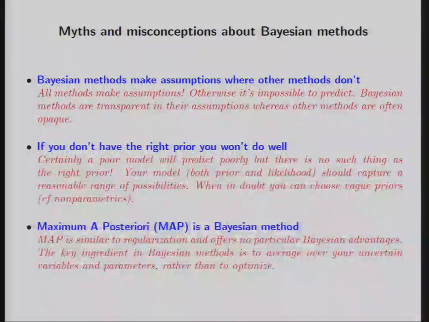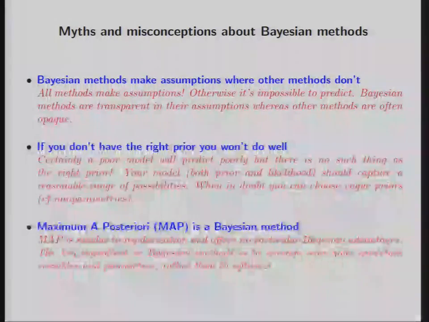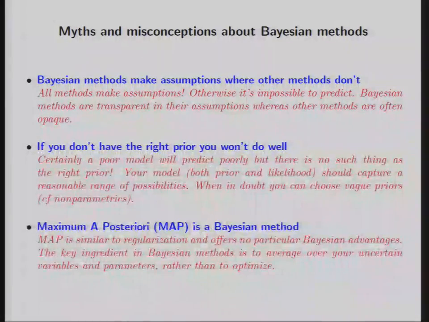And it's certainly true. You can really badly abuse Bayesian methods by putting in ridiculous priors. But there's no such thing as the right prior from a subjective Bayesian point of view. Certainly a poor model of any kind, whether it's the prior part or the likelihood part, whatever aspect of your model, if it's a bad model, then it's going to make lousy predictions. So the point is, how do we guard against that? Well, the model, all components of it, the prior and the likelihood, should capture a reasonable range of possibilities.